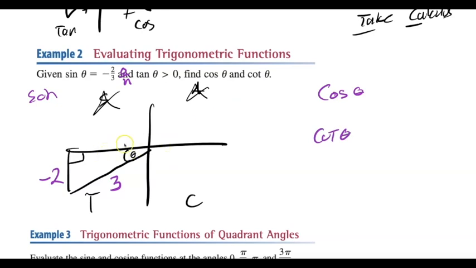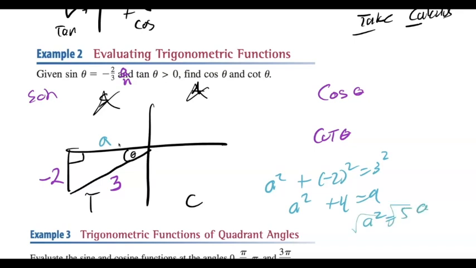I need the adjacent sides to find cosine. So we're going to have to do the Pythagorean theorem. A squared plus b squared, which is negative 2, equals 3 squared. I get a squared plus 4 equals 9. A squared equals 5. A equals plus and minus radical 5. Since we're solving, it's only going to be one of these. Which one is it? We're going to the left, so it should be a negative rad 5.